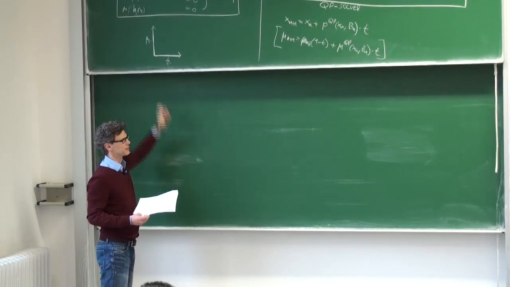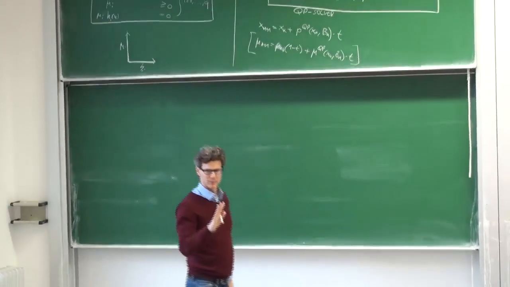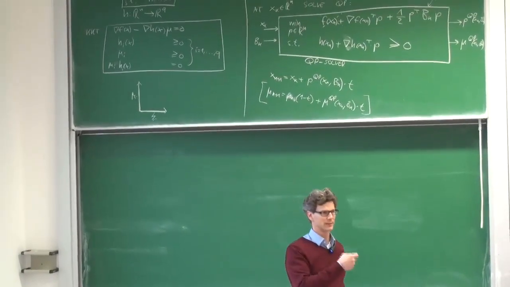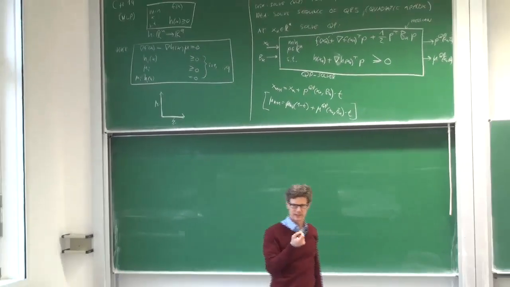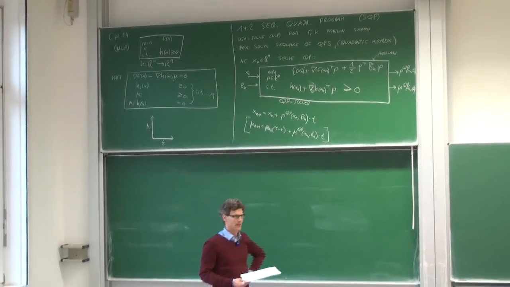So if I just summarize what is the intuition behind this algorithm, you linearize what is smooth, and you do not linearize what you cannot linearize because it's inherently non-smooth, namely the complementarity condition.